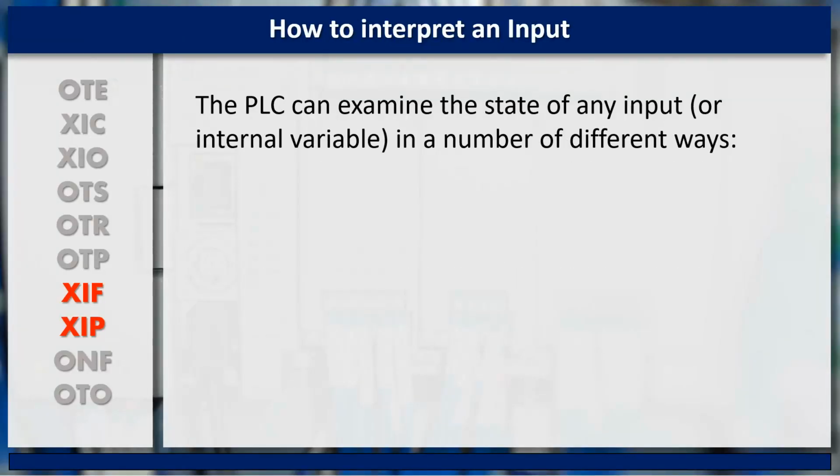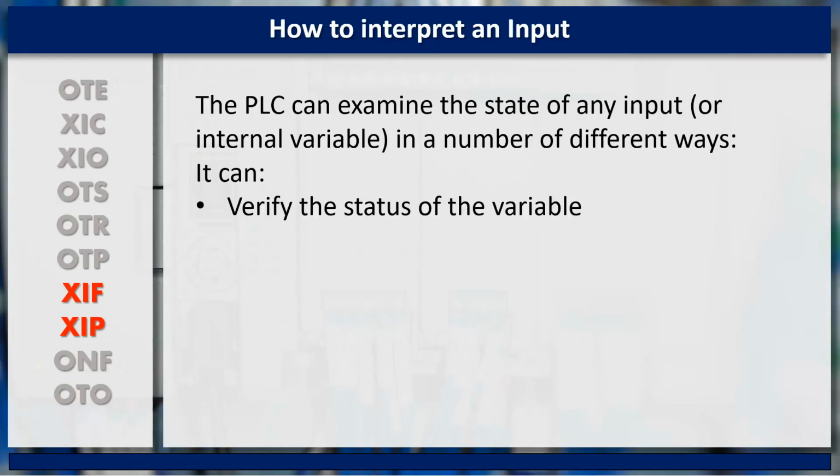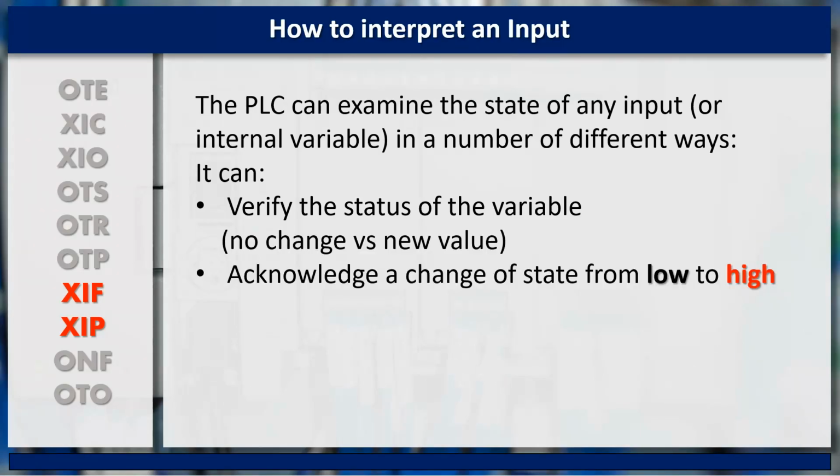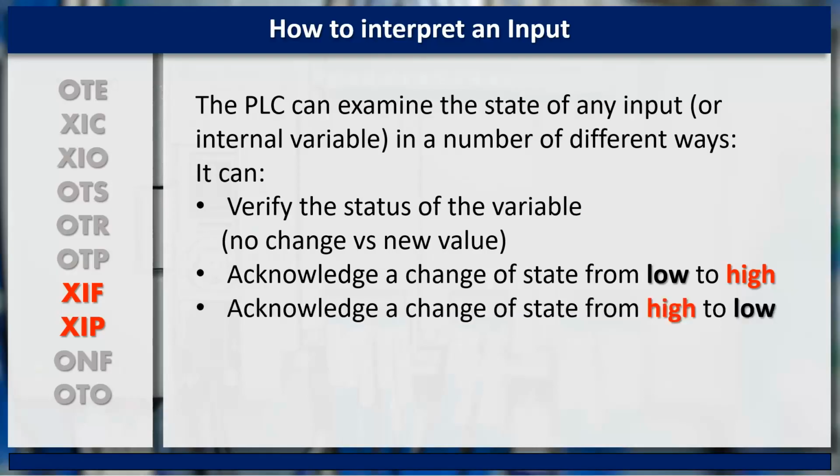The PLC can examine the state of any input or internal variable in a number of different ways. It can verify the status of the variable, no change versus new value, acknowledge a change of state from low to high, acknowledge a change of state from high to low, or measure the duration of change.